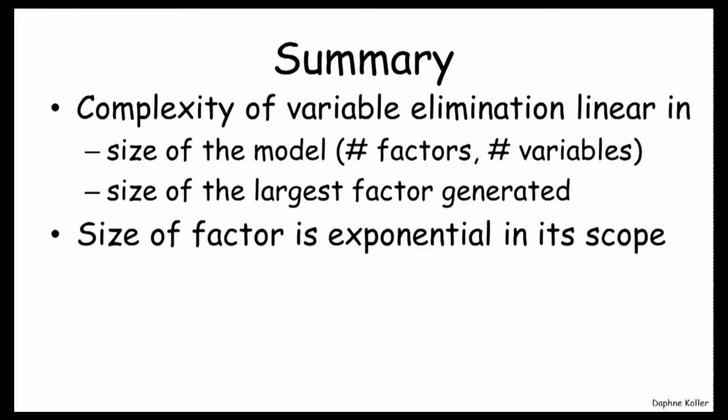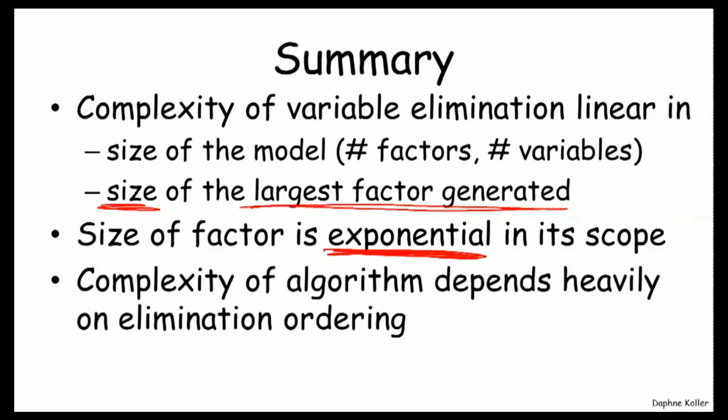So to summarize, the complexity of variable elimination is linear in the size of the model, the number of factors and number of variables, and more importantly, in the size of the largest factor generated during the course of variable elimination. And unfortunately, that size is exponential in its scope. And that is the thing that drives the complexity of variable elimination. And we've also seen that the size of this factor is something that depends heavily on the elimination ordering, which means that choosing a judicious elimination ordering is important.